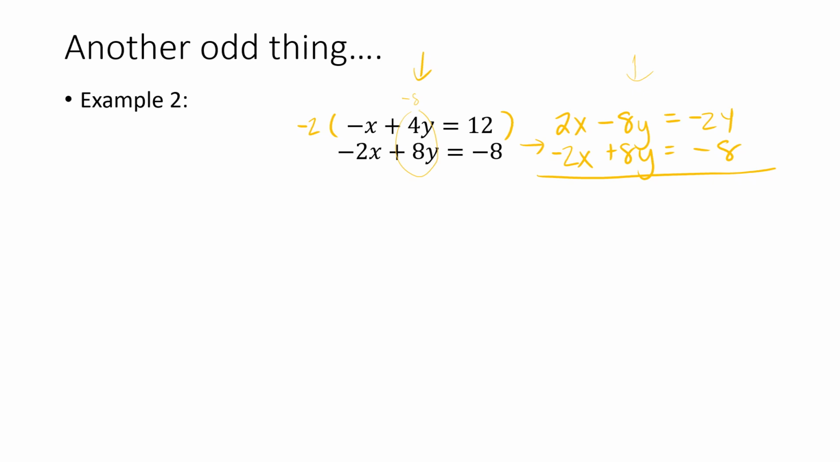So 2x plus negative 2x is 0. Negative 8y plus 8y is 0. I end up with 0 over there. And this is negative 32. And so this just dumps out this false statement.